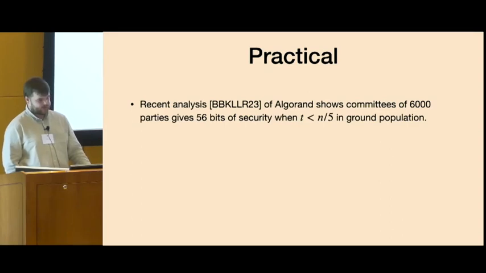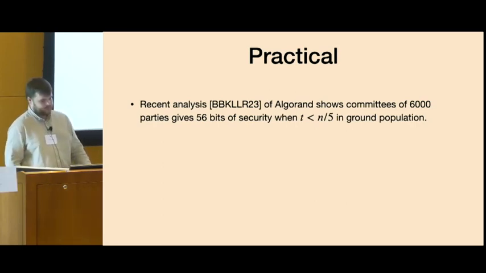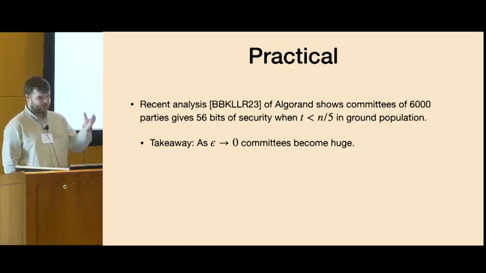So in order to make this actually practical, this is a concrete, very new analysis of the Algorand protocol. It shows that if you want 56 bits of security, I guess they started from a committee size of 6,000, then if you assume only 20% of your ground population are corrupted, you get 56 bits of security. So it's a quite large committee size concretely. And if you want to go closer to the actual optimal resilience, they become very quickly very huge. If you want to go to 70%, it's in the order of 20,000 instead.